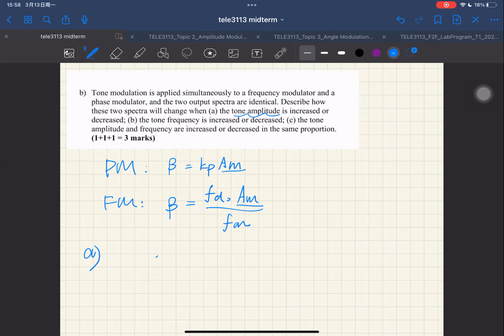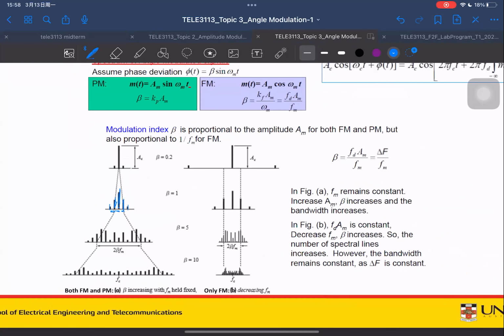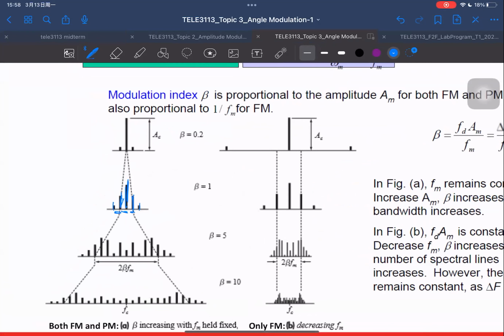But the line spacing, those are the line spacing, right? They are not changed. You only change the amplitude of the tone, because the Am is the only factor that is going to affect this spectrum. So you're not changing your line spacing, you only change the amplitude of the spectrum.